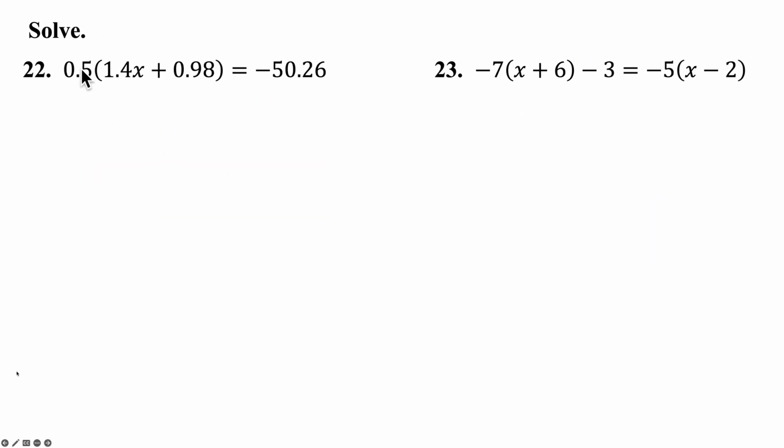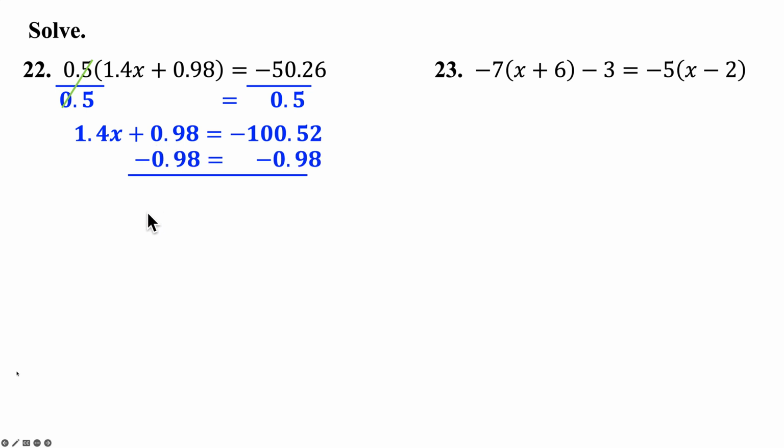22. No adding or subtracting outside the parentheses, divide the 0.5 to both sides. 1.4x plus 0.98 is equal to now negative 100.52. All right, subtract over the 0.98. 1.4x equals negative 101.5. Divide by 1.4, and again, let your calculator do that kind of number crunching. X equals negative 72.5. Store it for x. Type in the left side, make sure it equals negative 50.26.